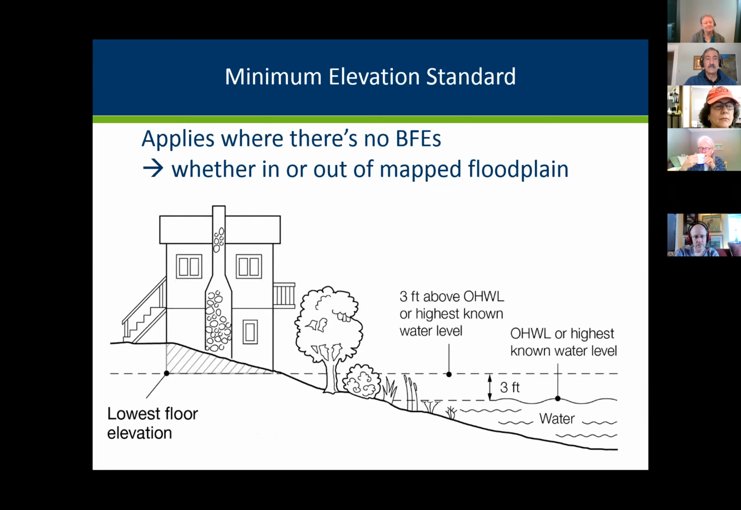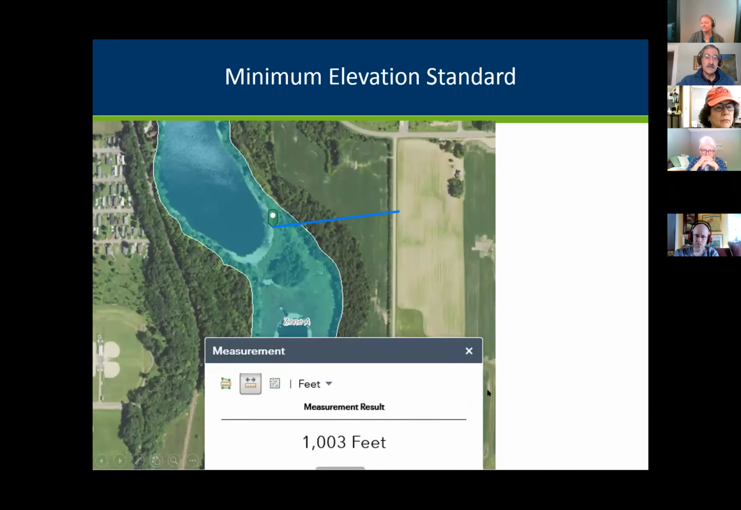But minimum elevations. Where floodplain data does not exist, we have minimum elevation standards within the Shoreland District. The minimum elevations are 3 feet above the ordinary high water level or the highest known water level, whichever is greater. And we have a lot of unmapped areas. A lot of our basins are entirely unmapped. So this regulates a good chunk of land in Minnesota.